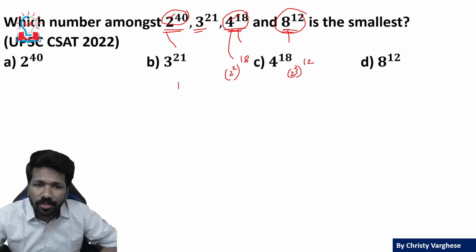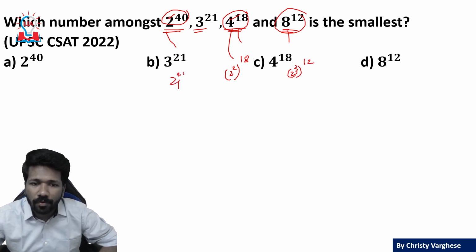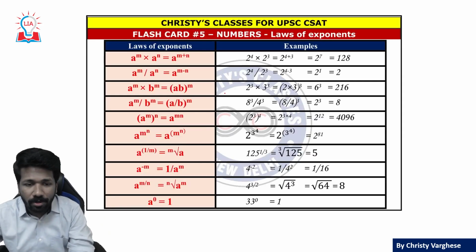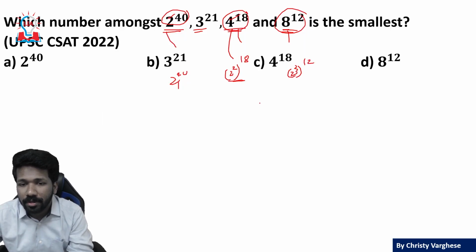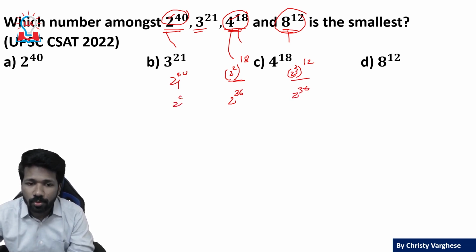So the first one is 2 raised to 40 and the third one is 2 squared raised to 18. Here is what I told: if you know this formula, you can directly apply it, no problem. A raised to m, the whole raised to n, is a raised to m into n. 2 raised to 3 the whole raised to 4 is 2 raised to 3 into 4, that is 2 raised to 12. Same way, 2 raised to 2 the whole raised to 18 is 2 raised to 2 into 18, that is 2 raised to 36. 2 raised to 3 the whole raised to 12 is 2 raised to 3 into 12, that is 2 raised to 36. And this is 2 raised to 40.